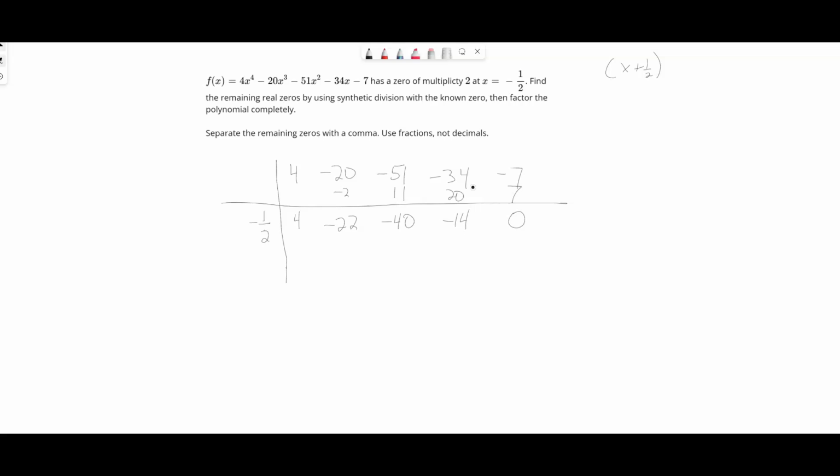But we're not done yet. They tell us the multiplicity is 2, so we can divide out another negative 1/2. Now don't look at this top stuff, it's done. Use the new line. We bring the 4 down. Negative 1/2 times 4 is negative 2. And we add these together. That's negative 24.